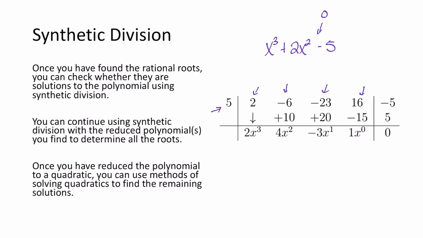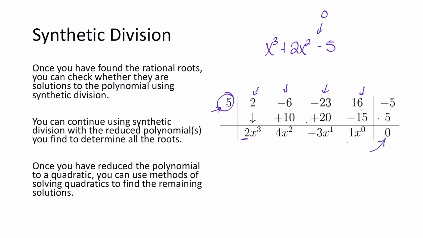So you just bring down the first coefficient, and then you multiply the possible root times that number and put the result here. That's how we got 10: 5 times 2 is 10. Then you add these two terms together, and you get 4. Then 4 times 5 gives us 20. 20 and negative 23 is negative 3. Then negative 3 times 5 is negative 15. Add together 16 and negative 15, we get 1. And finally, 1 times 5 is 5, and negative 5 and 5 is 0.